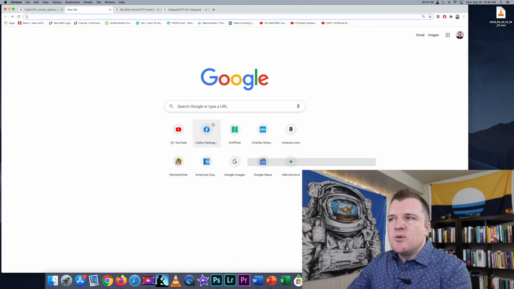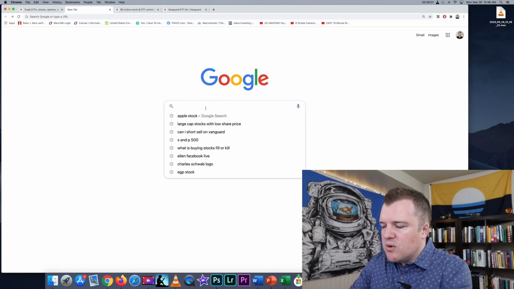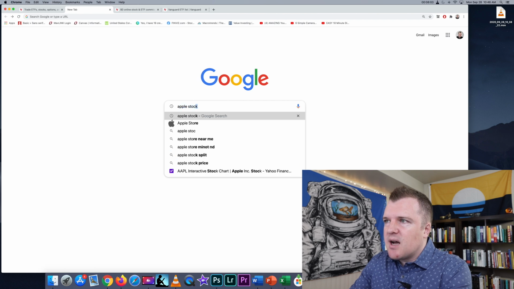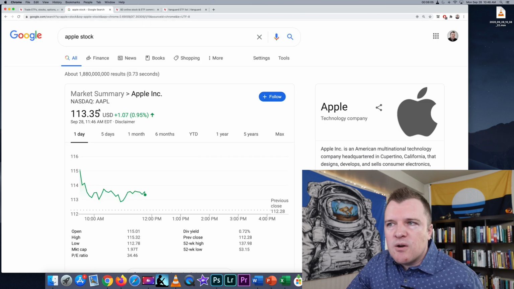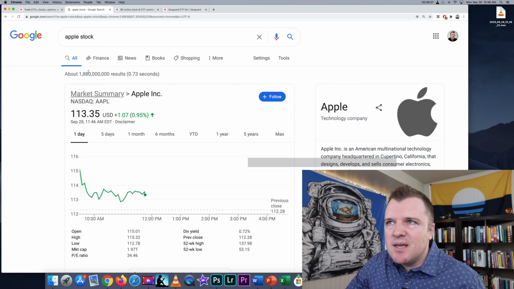And if for whatever reason you don't know it, just Google it. You can Google, for example, Apple stock, and then it'll tell you right here the NASDAQ symbol, AAPL.